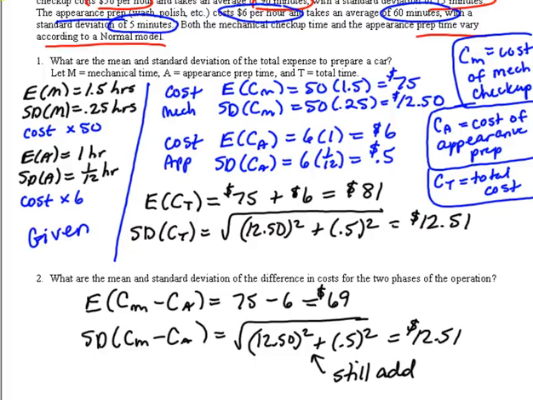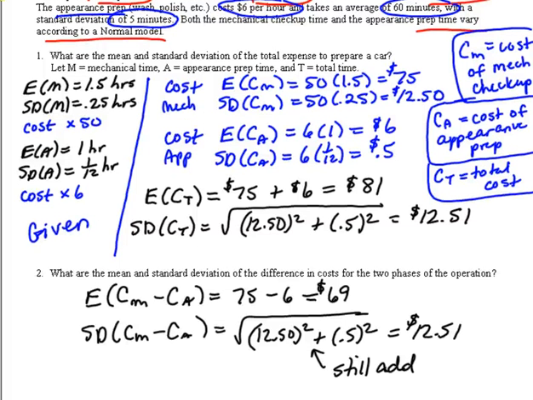Now, just to look at number 2. Number 2 says, what are the mean and standard deviation of the difference in cost for the two phases of the operation? Well, notice all we do is subtract expected values, but we still add the variances. Remember, these are standard deviation squared, so these are variances. We still add them because there's still the same amount of variation in these two processes, so when we combine them, we're still combining their variation. Even though we're combining them in a different way, we're still increasing the amount of overall variation.